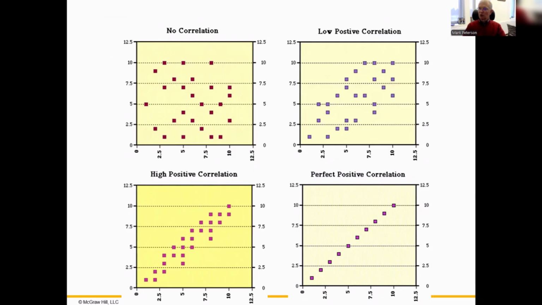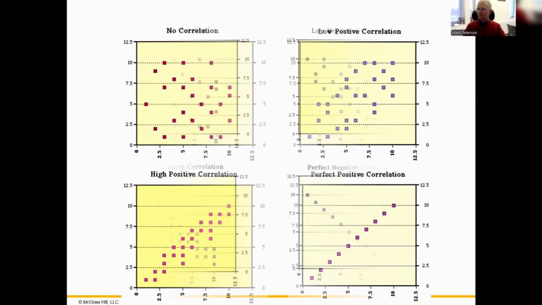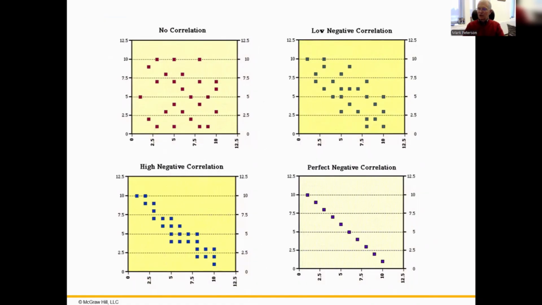You plot them out. You get no correlation here in the upper left. Then you get a low positive correlation in the upper right. Then you get this high positive correlation in the lower left. Then you get this perfect positive correlation, straight line. And then you get another no correlation, a low negative correlation in the upper right. And then you get a high negative correlation in the lower left. And then you get this perfect negative correlation in the lower right. So as x increases, y decreases by the same amount.